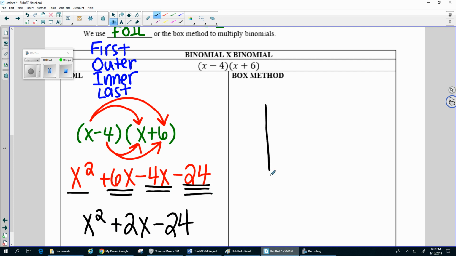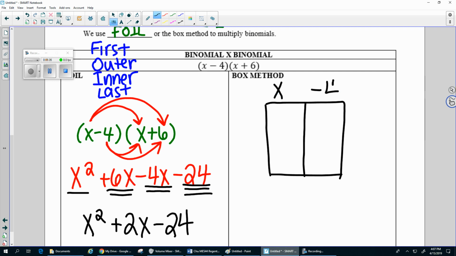So when we use the box method, start off by drawing a box. We split the top up into the number of terms we have for our first factor. There's only 2 terms, there's an x and there's a minus 4, so that's going to go on top. On the side, we're going to split it up into the number of terms we have for our second factor. That's also 2, so I split it up into 2 pieces and I get x and a positive 6.